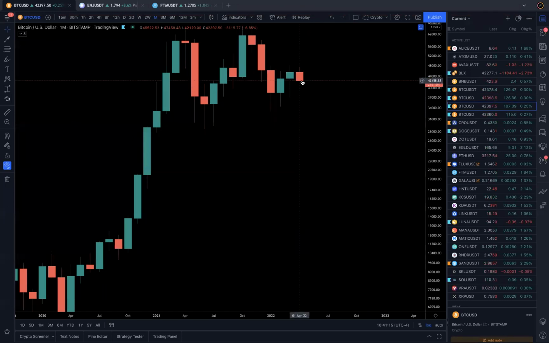Remember, if you are on the monthly time frame, you have to wait for the month to end. If you're on weekly, you have to wait for the week to end. If you're on daily, you have to wait for the day to end. Then only you can say broken.